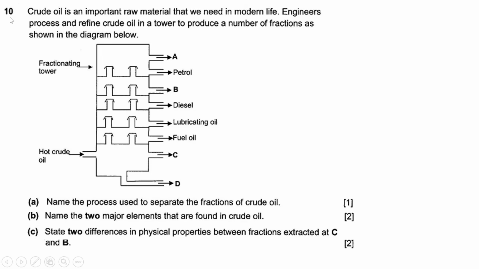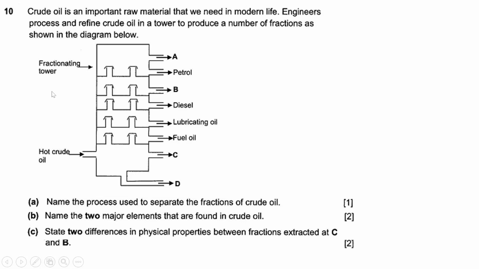So we have this question 10, which came in a particular paper in 2011, and this question came under section C. So the question reads, crude oil is an important raw material that we need in modern life. Engineers process and refine crude oil in a tower to produce a number of fractions as shown in the diagram below. So we have this diagram here, which is known as a fractionating tower.